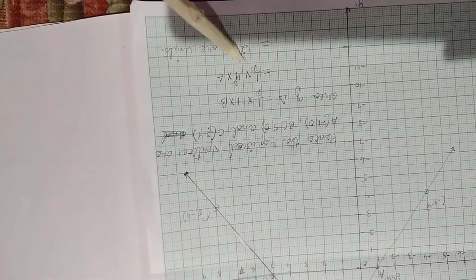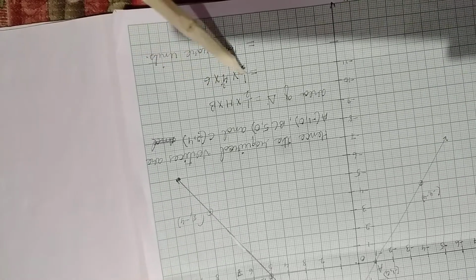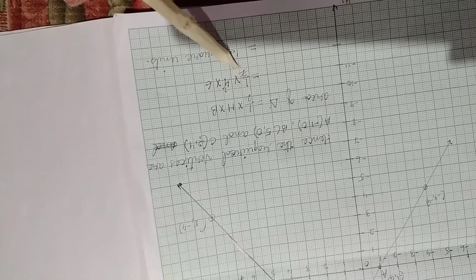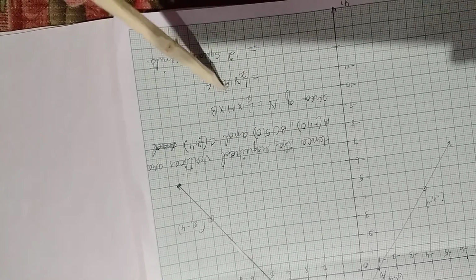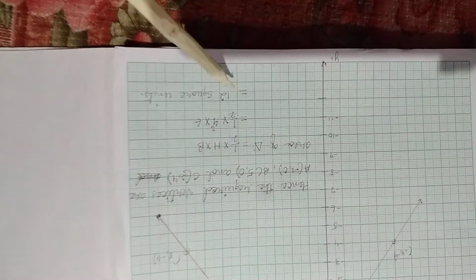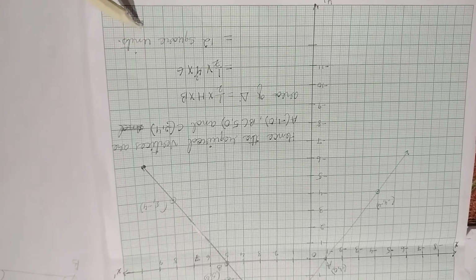So we have 1 by 2, that is half, into height 4, into 6. 2 into 2, or 4 divided by 2, we get 2, cancelling this. So lastly we get 2 into 6, which is 12. Always remember, because this is the area of the triangle, always write square units.